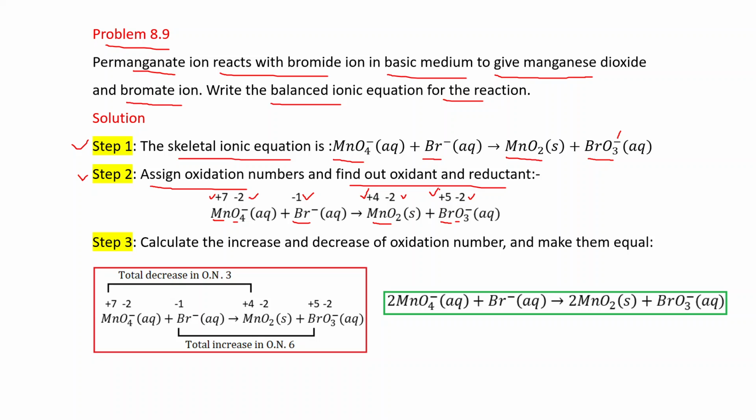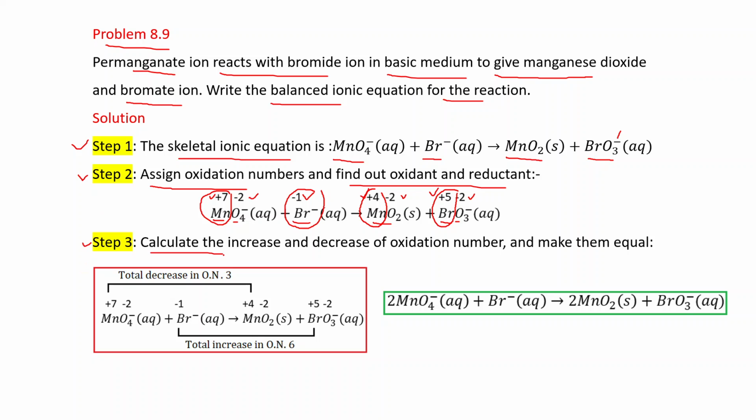Now just see the change in oxidation number. This Mn, plus 7 to plus 4, is a decrease in oxidation number. So this is reduction. And the substance which undergoes reduction is the oxidizing agent or oxidant. So we can say MnO4 minus is oxidant. Now in Br minus, from minus 1 to plus 5, there is an increase in oxidation number. It means oxidation is taking place. So we can say Br minus is reductant. Clear?